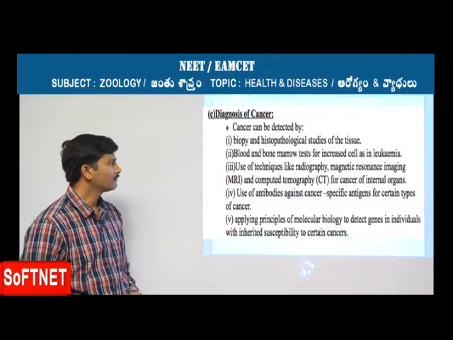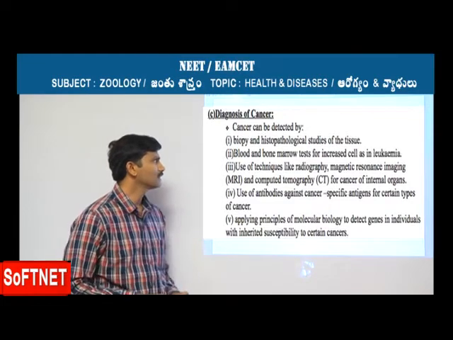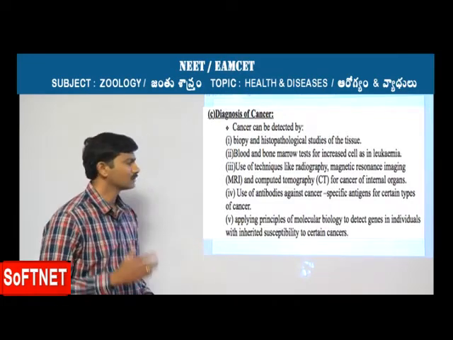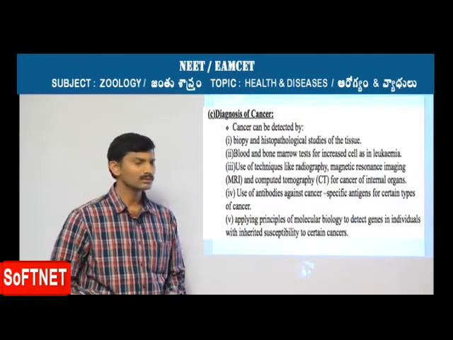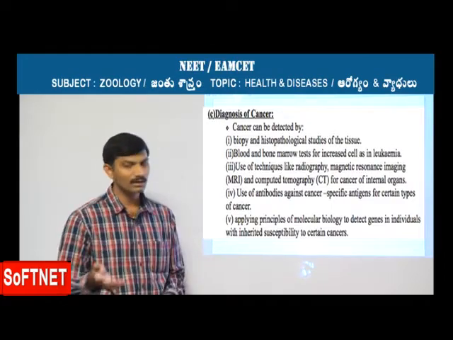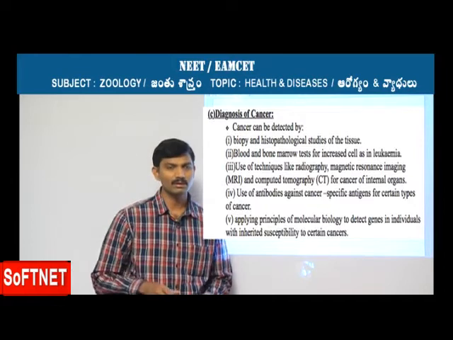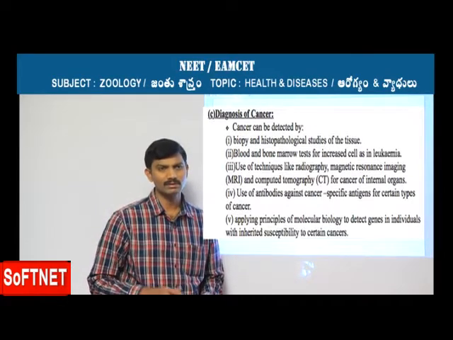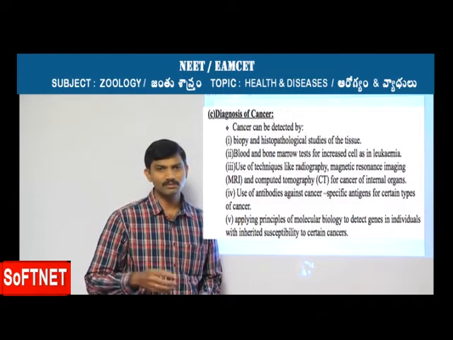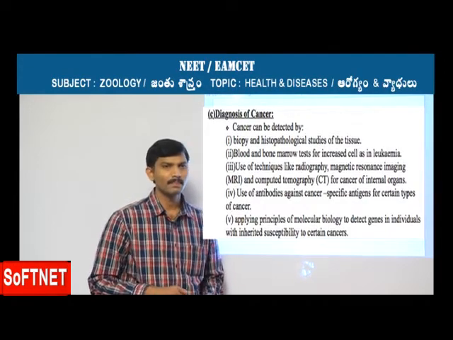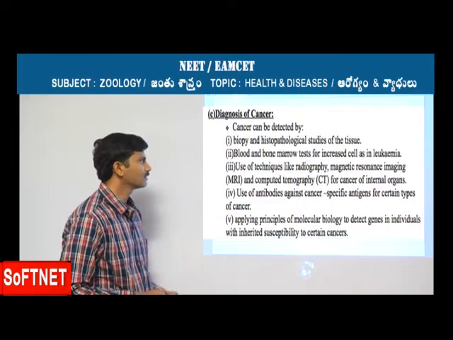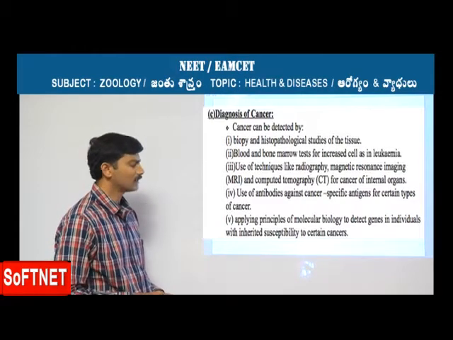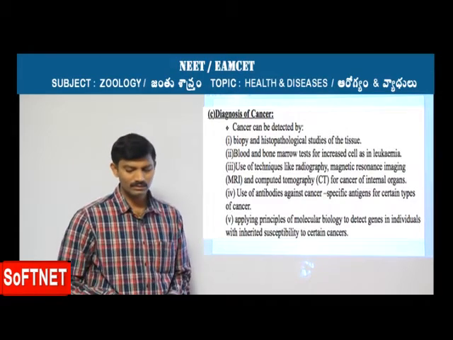Apart from that, tumor viruses are cancer-causing viruses, called oncogenic viruses, which have viral oncogenes called V-onc. So there is C-onc and V-onc. C-onc are the cellular oncogenes which get transformed from the proto-oncogenes, and V-onc are the viral oncogenes responsible for causing cancers.